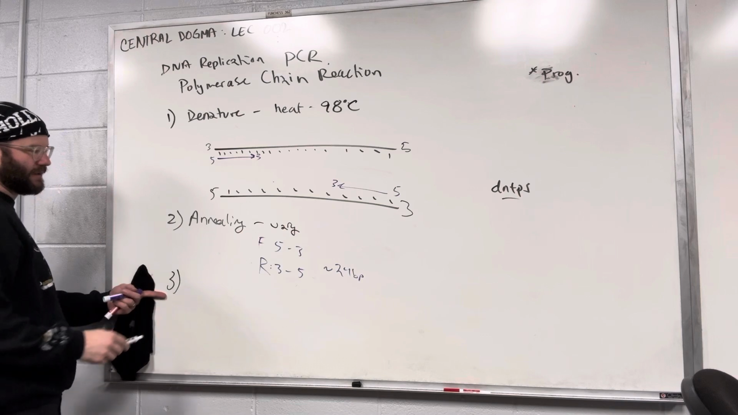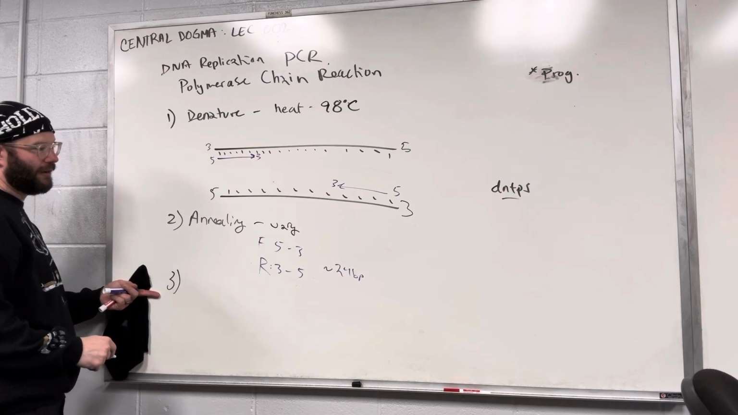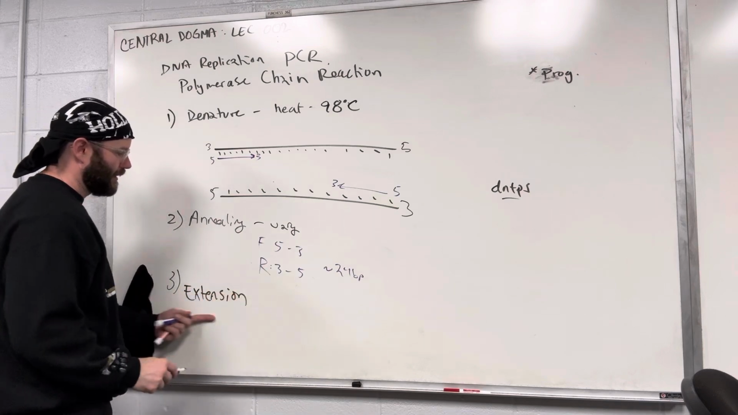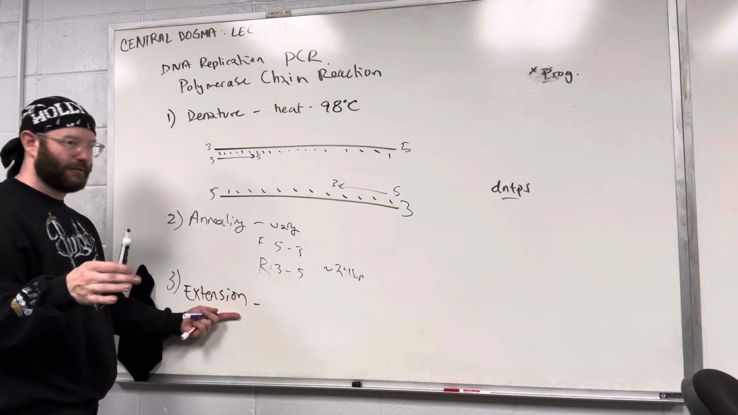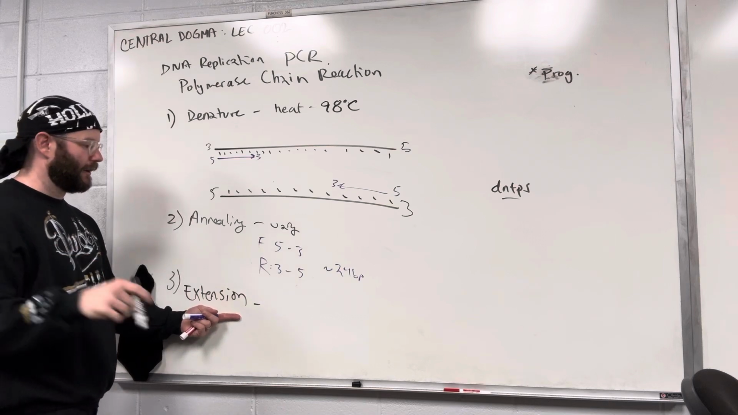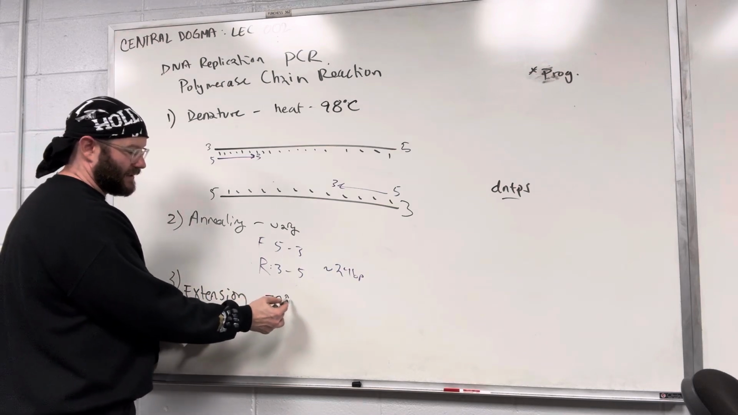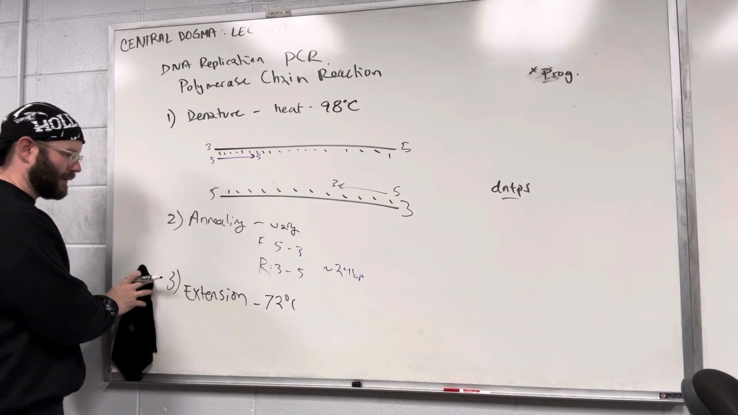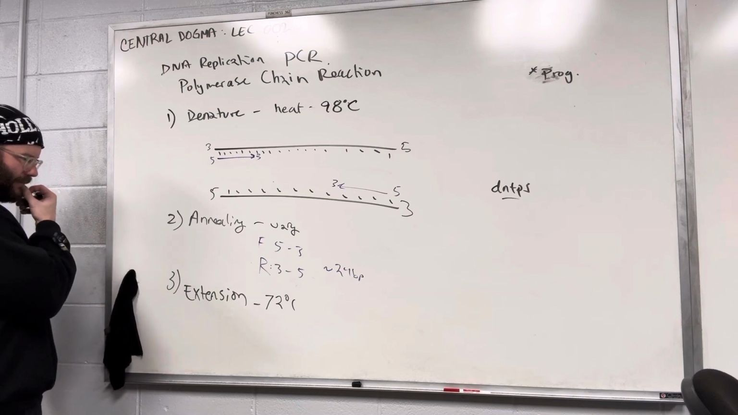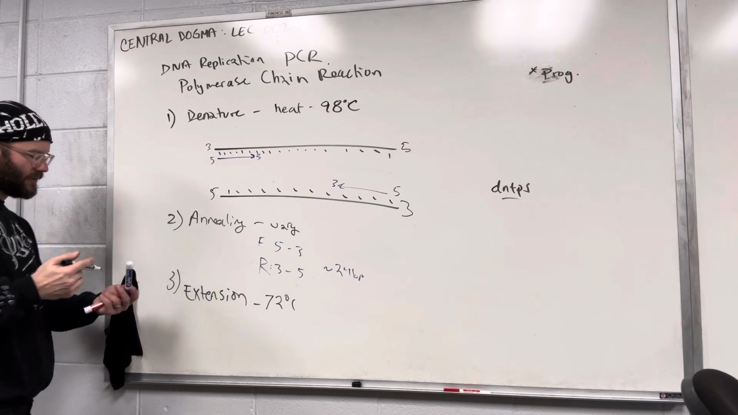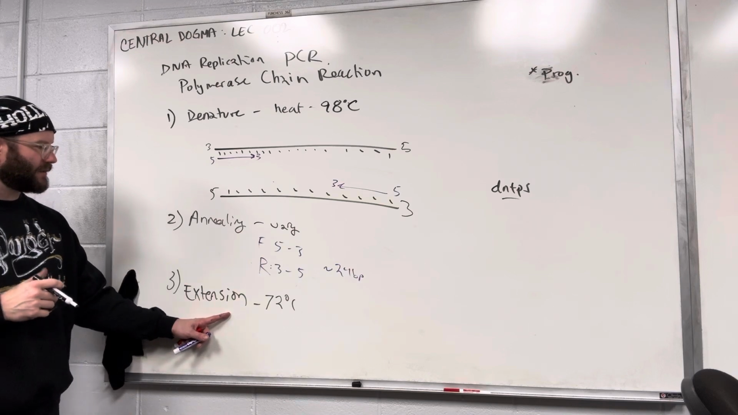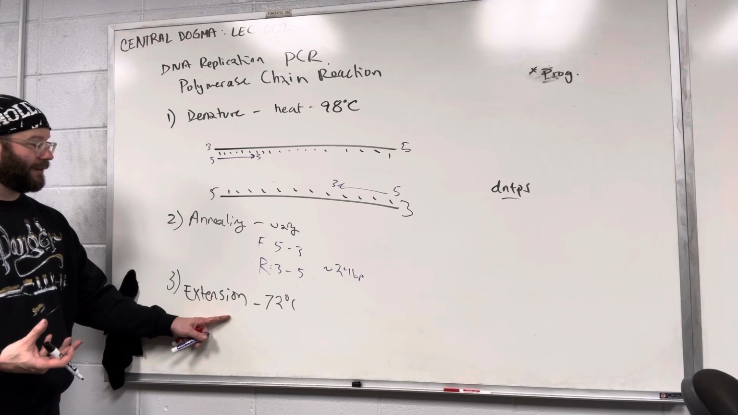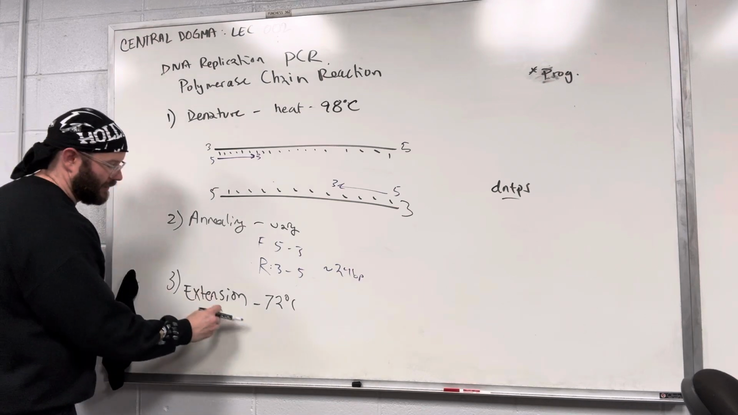And then what's the third step? That's extension. Extension actually runs at 72 degrees Celsius, depending on the enzyme, but typically 72. So what enzyme extends? What enzyme are you actually going to use in a PCR reaction? Polymerase. Yeah, it's going to be a polymerase.